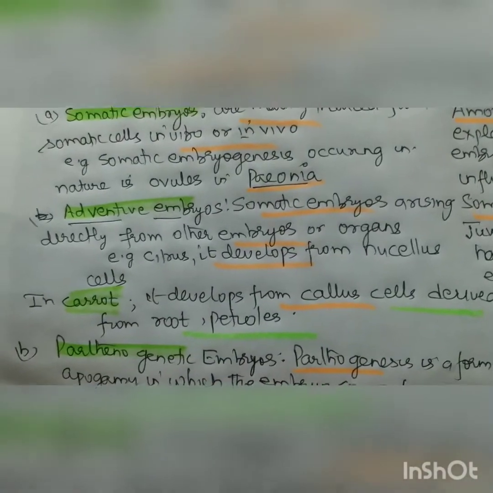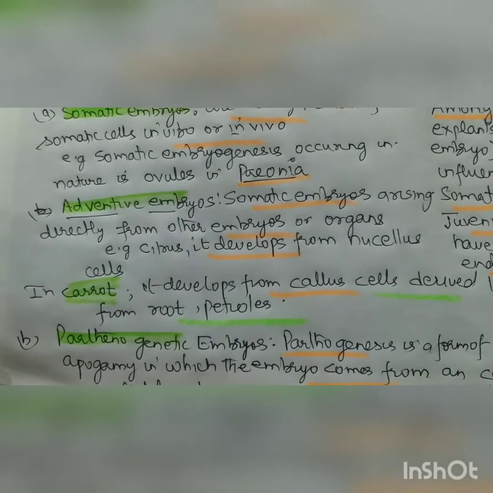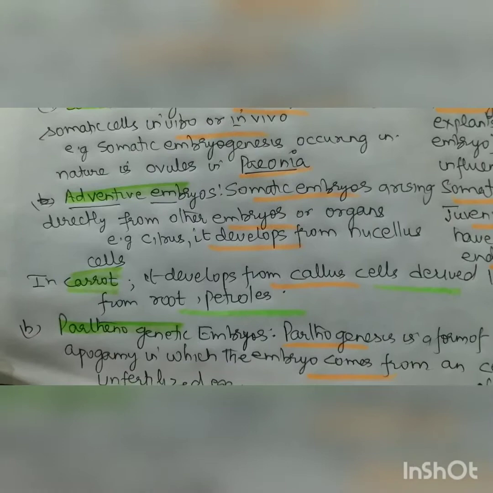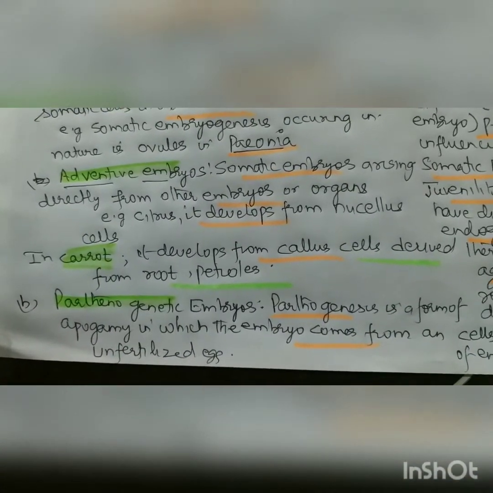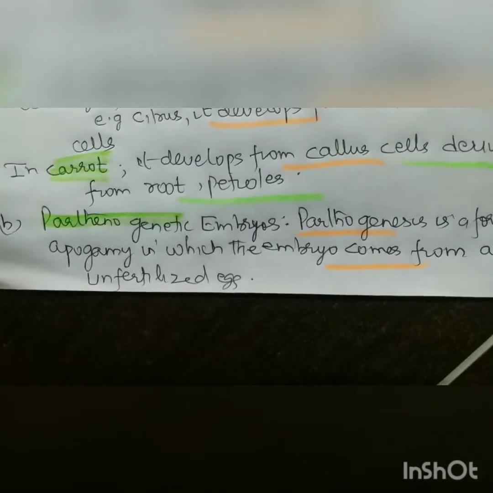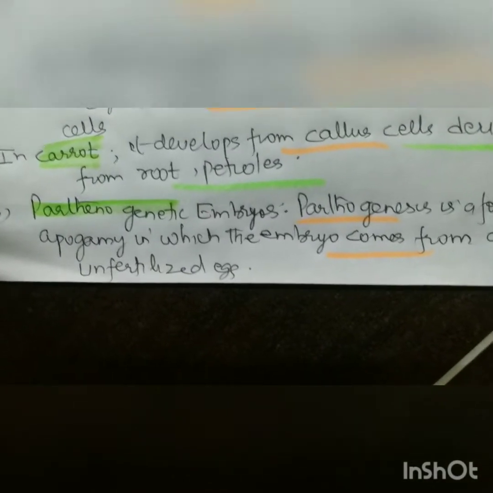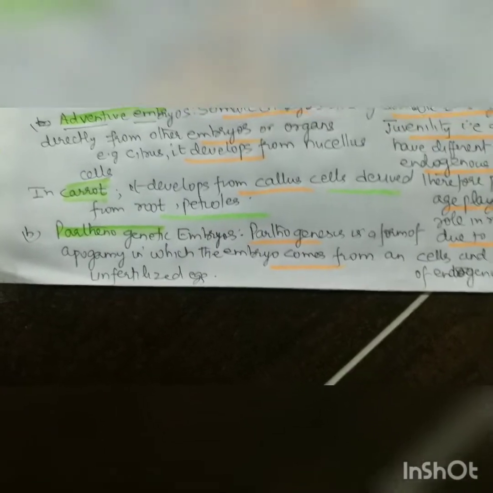And second is the adventive embryos. Here the somatic embryos arise directly from other embryos or organs. For example, in citrus they develop from nucellus cells. In carrot they develop from callus cells, which are derived from the root and petioles. And the next is the parthenogenetic. Parthenogenesis is a form of autogamy in which the embryo comes from an unfertilized egg.